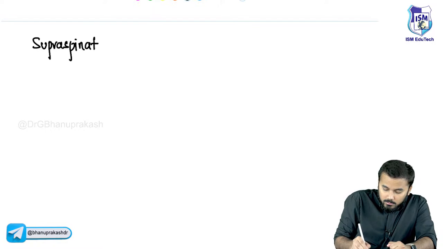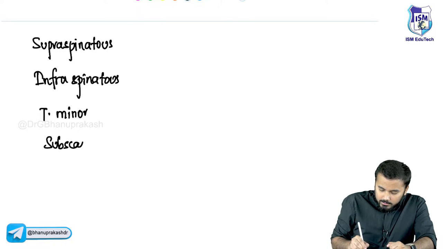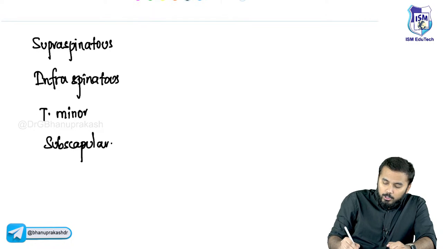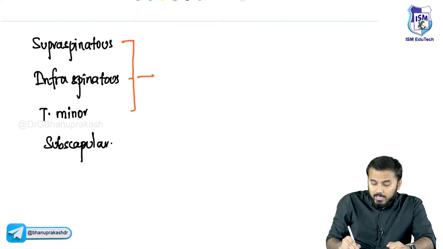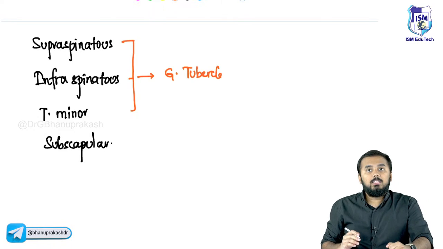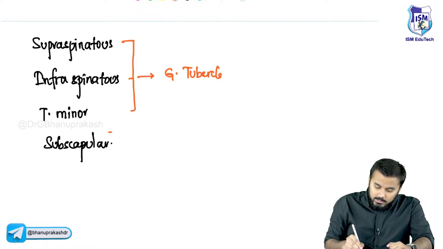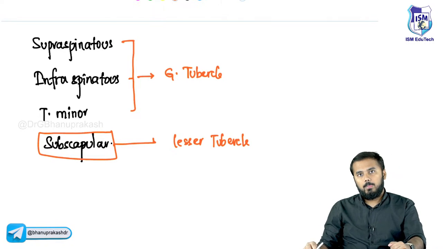So we just discussed supraspinatus, infraspinatus, teres minor, and subscapularis. Just now I told you that supraspinatus, infraspinatus and teres minor, all of them are inserting to the greater tubercle. Sir, then for the lesser tubercle, which muscle is attached? The subscapularis muscle will attach to the lesser tubercle.